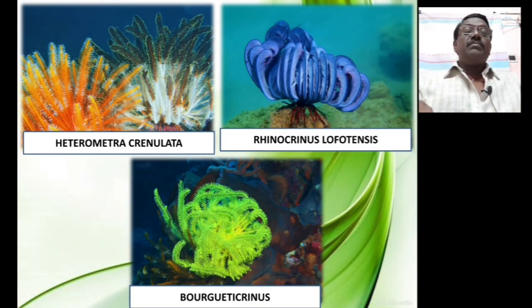These are the common examples of this class: Heterometra crenulata, Rhinocrinus lophotensis are the common examples.